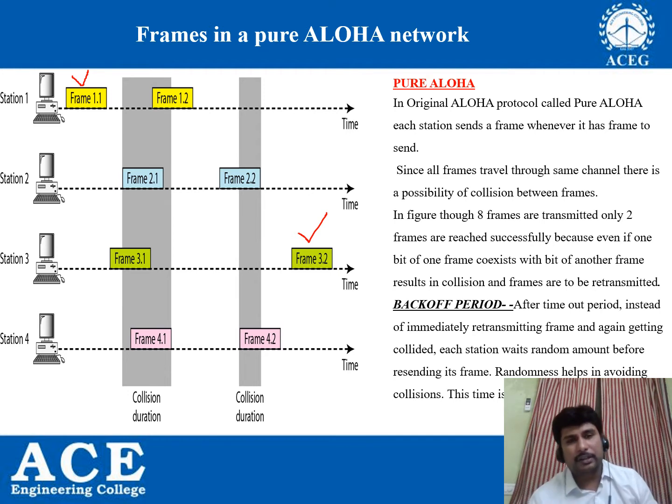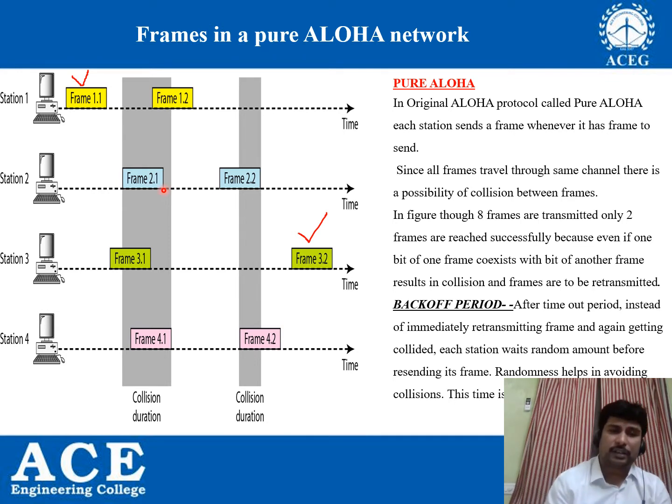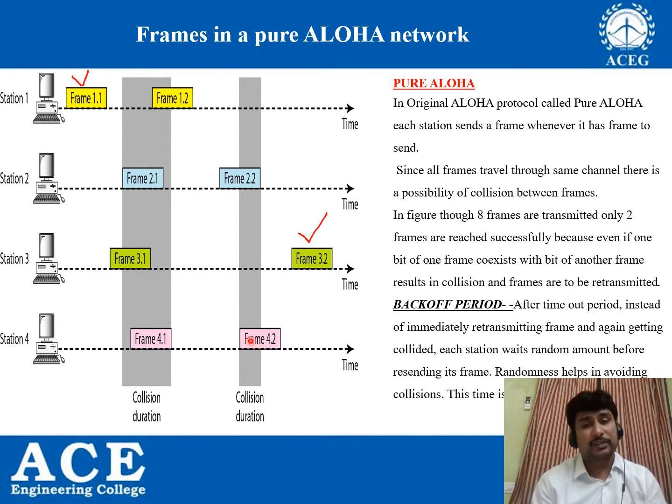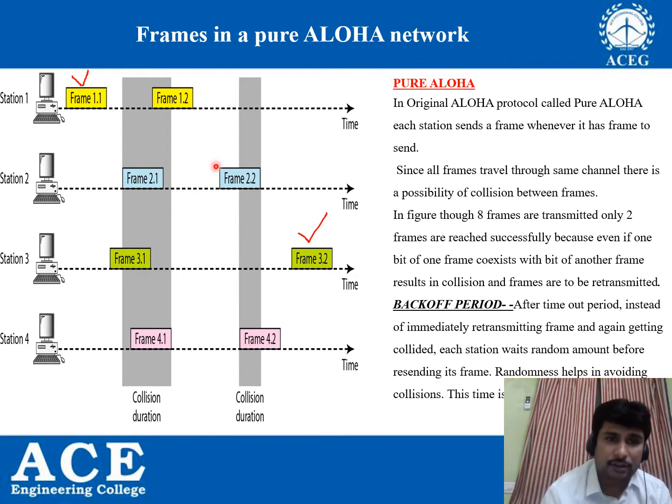Now, why only 2 out of 8 were successful and why the remaining failed: in the remaining 6, even a small portion of a frame, or even one bit of a frame, colliding with other frames will damage all the frames. So here 1.2 is colliding with 2.1, which is also colliding with 3.1, and 2.2 is colliding with 4.2, and all the 6 frames are lost. So 1.1 and 3.2 are the only frames which did not collide with any other frames. Hence they have reached successfully.